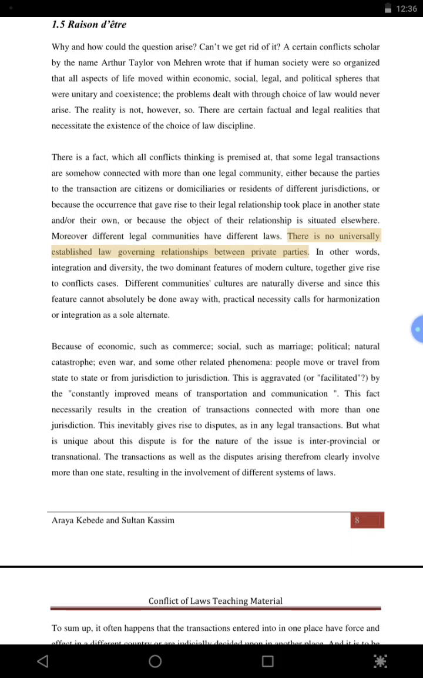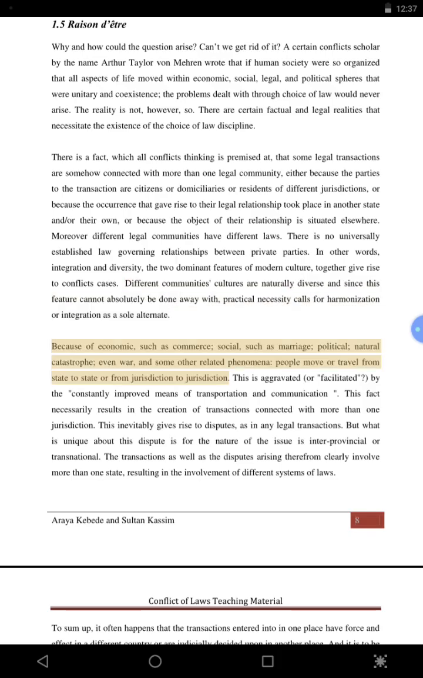There is no universally established law governing relationships between private parties. In other words, integration and diversity, the two dominant features of modern culture, together give rise to conflicts cases. Different communities' cultures are naturally diverse, and since this feature cannot absolutely be done away with, practical necessity calls for harmonization or integration as a sole alternative.